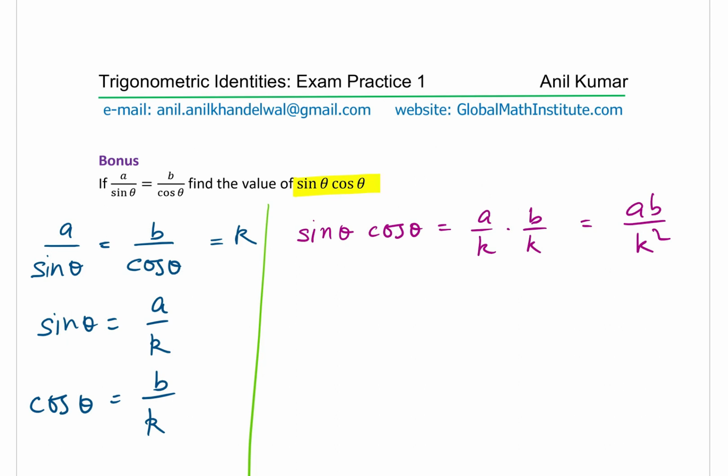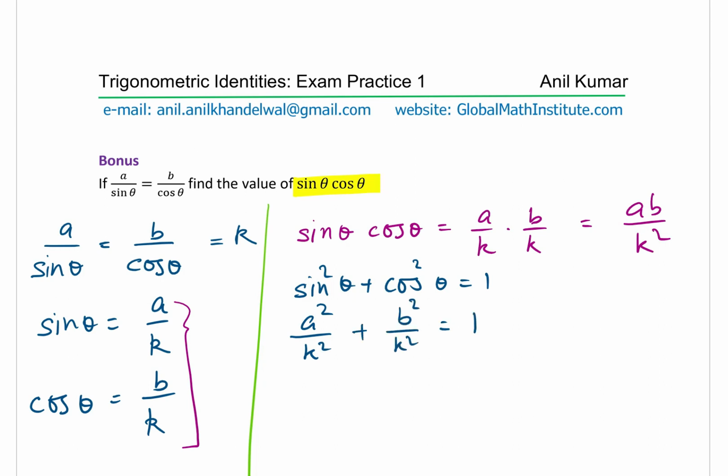So clearly, we do have to use the concept of sine squared theta and cos squared theta to relate a and b and k, right? So let's see what it is. We can now write down that sine squared theta plus cos squared theta is equal to 1, and that gives you a squared over k squared plus b squared over k squared is equal to 1. So k squared is common. That means a squared plus b squared is equal to k squared. So we get the value of k. You get the idea, right?